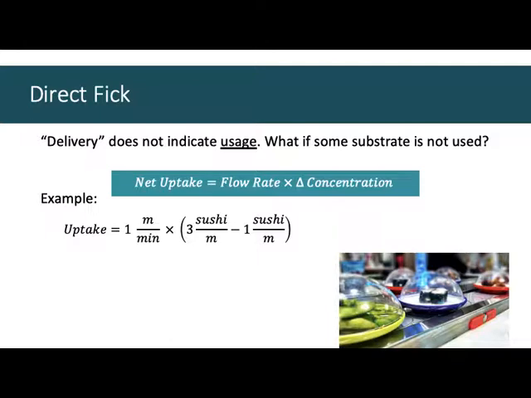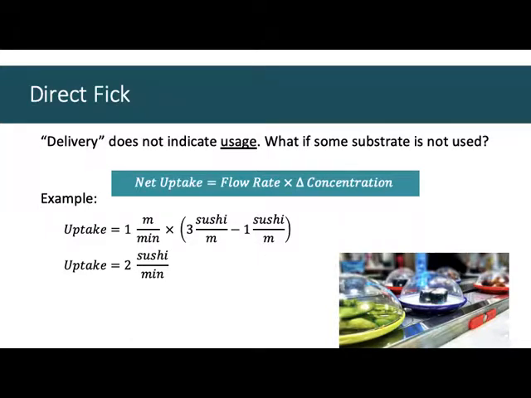Well, I'm starting to get full. The sushi conveyor belt is still moving at 1 meter per minute, but the change in concentration is different. I'm not eating 3 sushis per meter. One of them I'm leaving to pass on to the next person. I'm being generous. No one wants to be the person that doesn't pass on any sushi to the other people at the bar. So all of a sudden, the uptake is 2 sushis per minute. Notice, in this case, delivery is the exact same. Can you see how delivery would be the exact same?